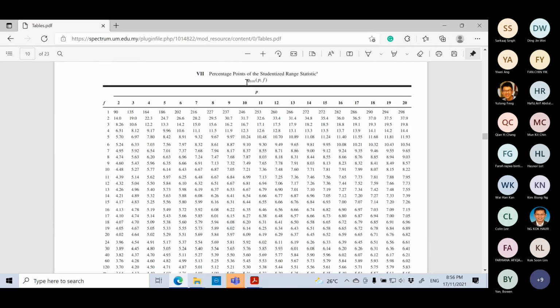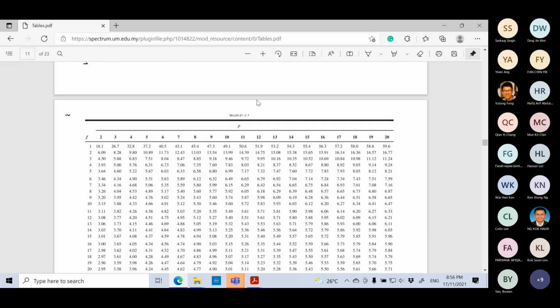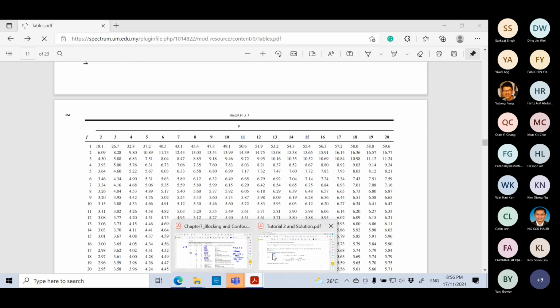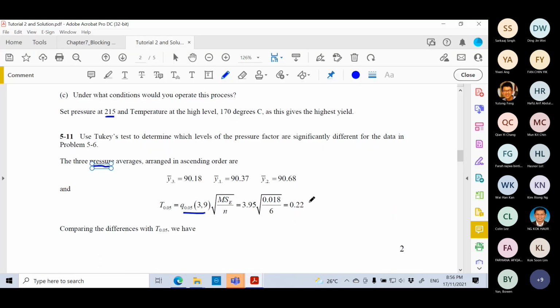Yeah, here. You can use different alpha levels. This one is 0.01, this one is 0.05. So you can use this table and you get the critical value. Then you find out whether there is a significant difference. Which one has a significant difference? Which one has no significant difference?